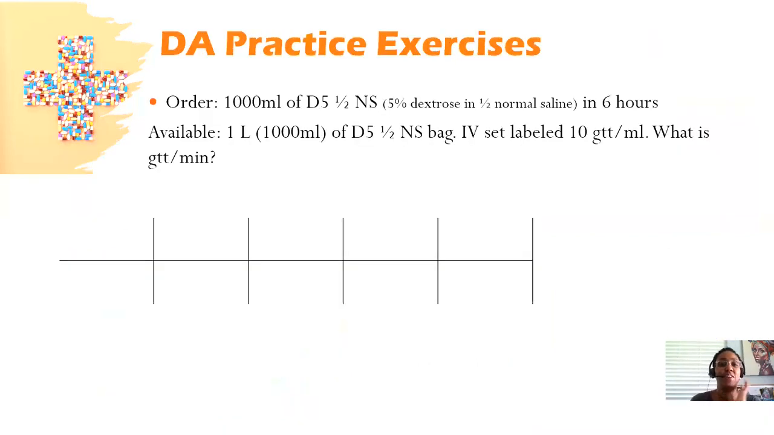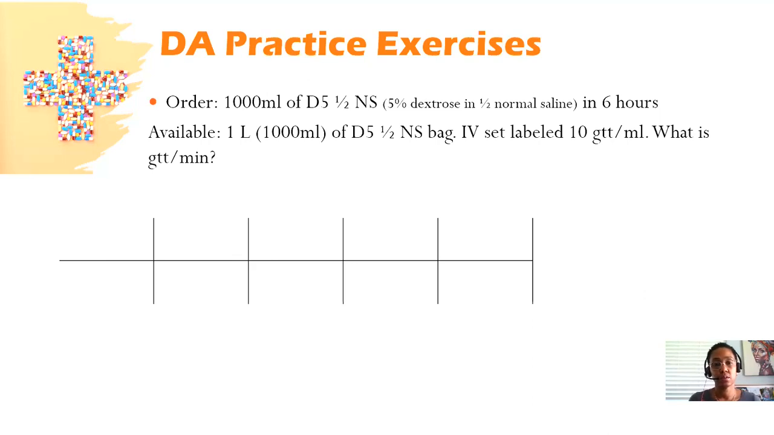All right, so let's practice using this. So we have an order of 1,000 mLs of D5 normal saline to go over 6 hours. The availability is 1 liter of D5 normal saline. And the IV is labeled 10 drips. So you pulled your IV tubing and you have 10 drops per mL, which is our standard macro drip. What is our drips per minute?